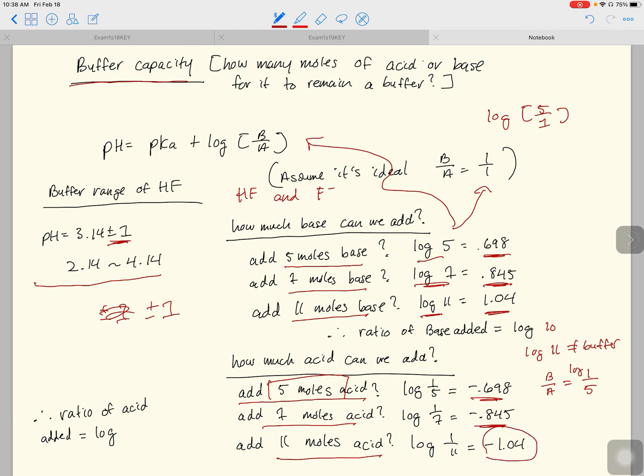And the biggest takeaway, once again, is when they ask you for buffer capacity, look at the ratio of base to acid or acid to base, right? So for example, if they ask what is the ratio of acid added, the log has to be log of 1 over 10. If it's greater than this, then it cannot be a buffer. And therefore, this is just a quick overview of buffers, and then I will make more example problems.